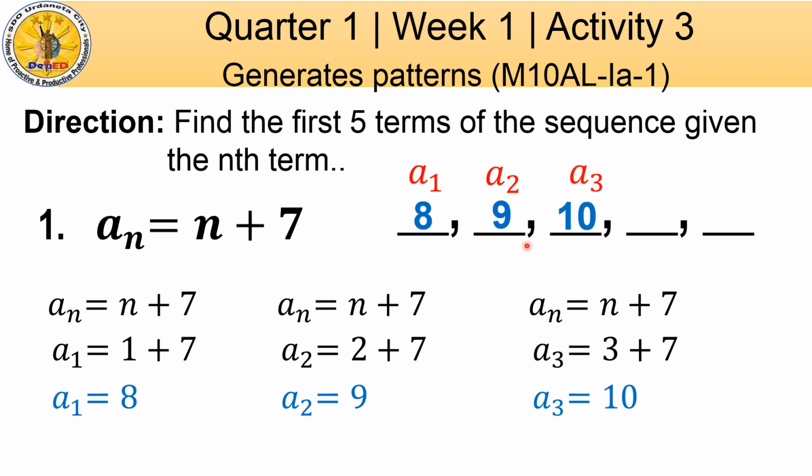If you will observe the sequence, their differences is equal to 1. So we will simply add 1 to each term of the sequence. So to continue the pattern, we're going to add 10 plus 1, that is equal to 11 for your fourth term, plus 1, and that is 12 for your fifth term.